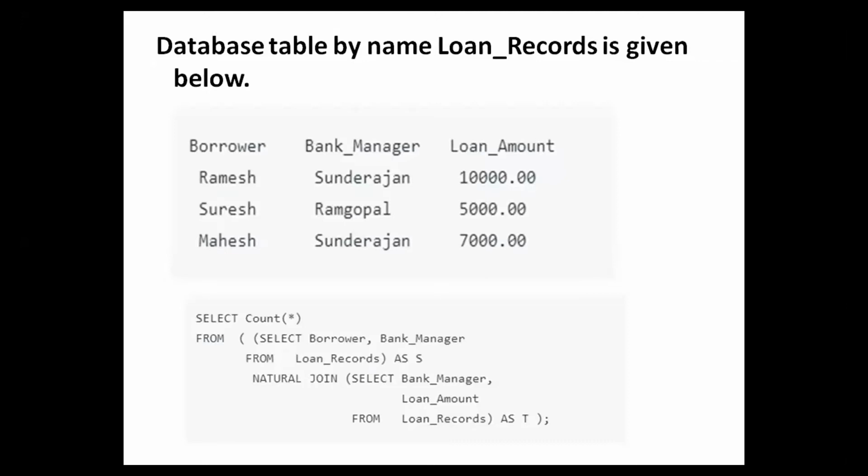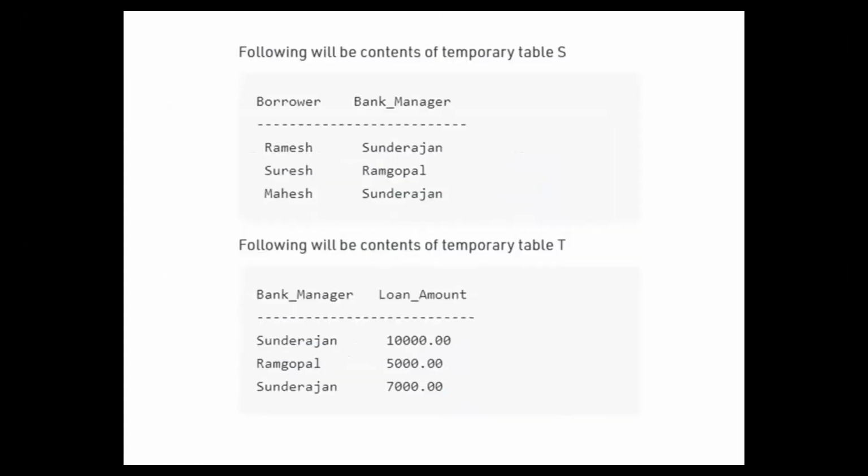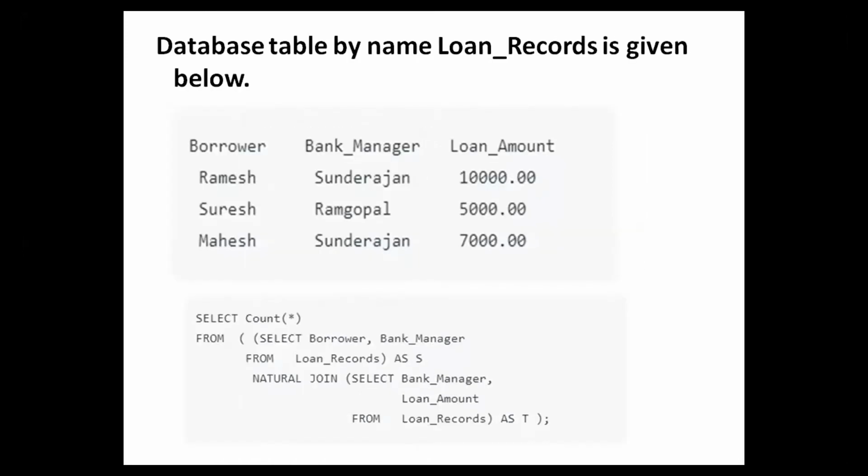So look at the database here. You have a database and I have a query here. This is your database now, and you have a query. Select count from select borrower and bank manager from loan records. This is the table that is called loan records. And then you use natural join. Natural join is very similar to your join.